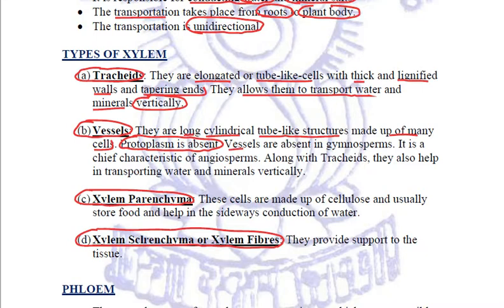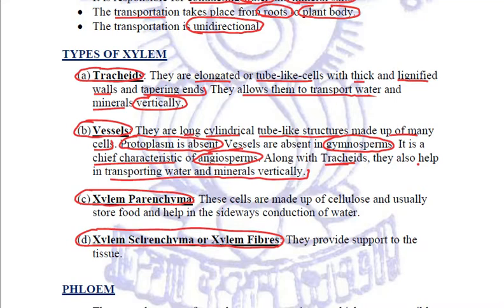These vessels are absent in gymnosperms. These vessels are a chief characteristic of angiosperms. We have studied gymnosperms and angiosperms. Angiosperms are the flowering plants. So vessels are absent in gymnosperms. They are a chief characteristic of the flowering plants, that is angiosperms. And these vessels along with tracheids help in transporting minerals and water vertically.